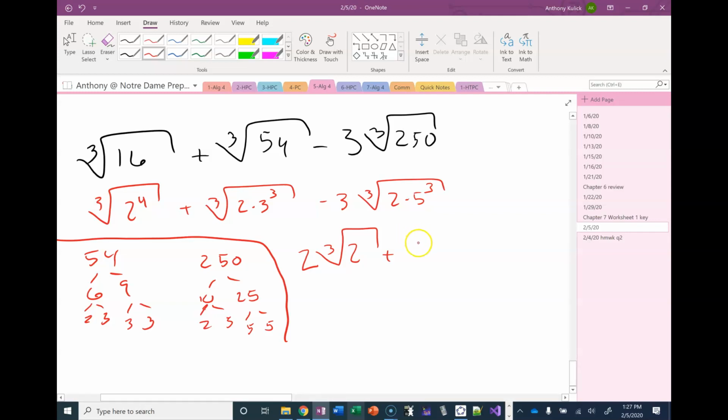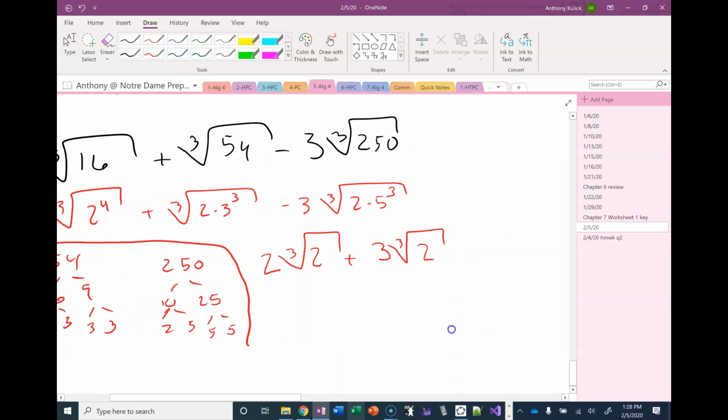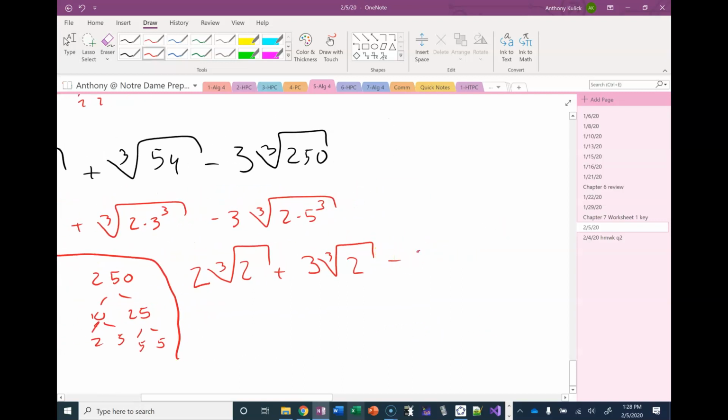What do I write for the next one? What's on the outside? 1 3. Okay. What's on the inside? Just a 2. All right. And the last one, what's on the outside? Yeah, I have the 3 that was there originally, so I have 3 times 5. And then what's left on the inside? Just the 2.